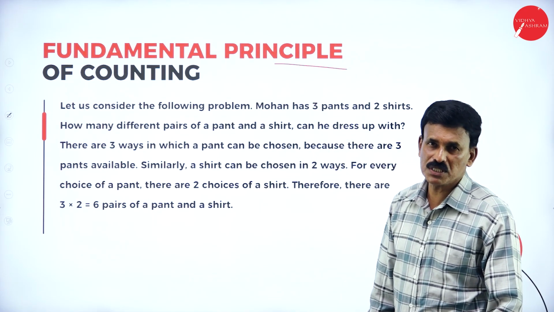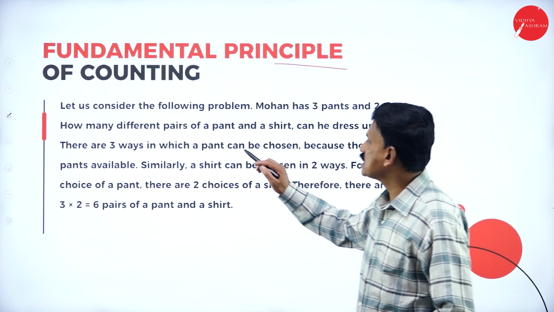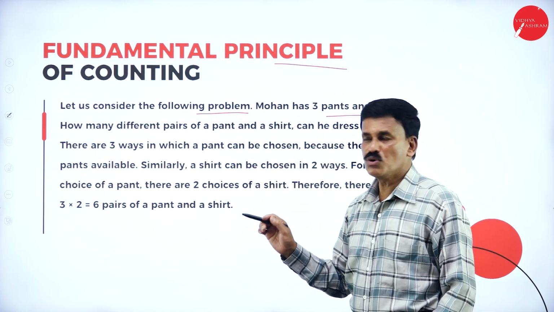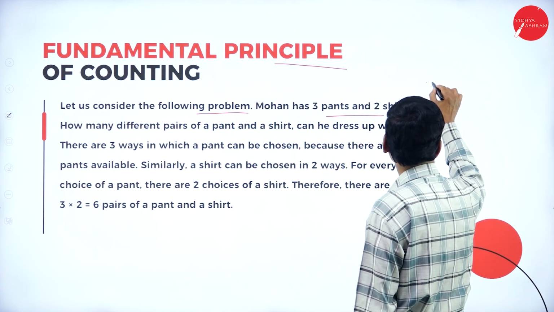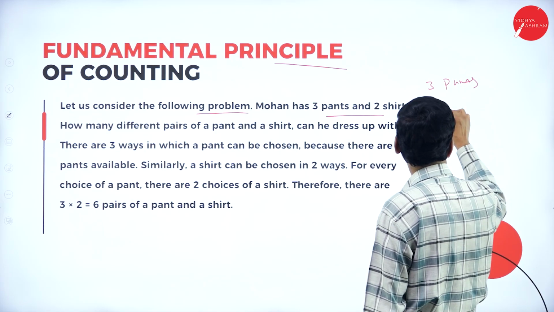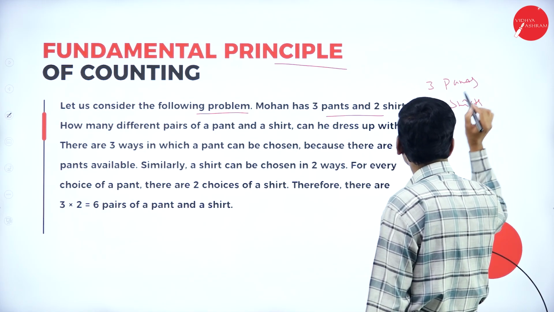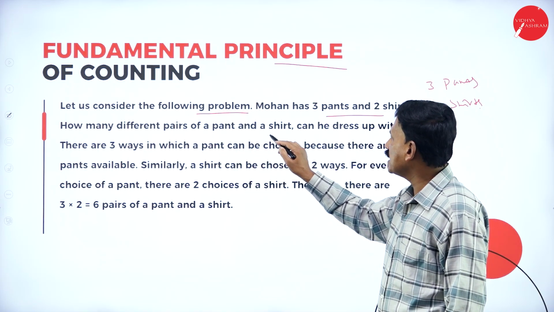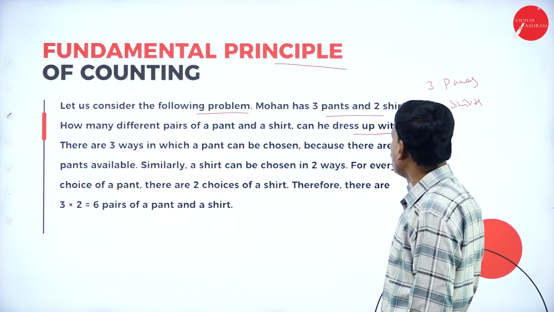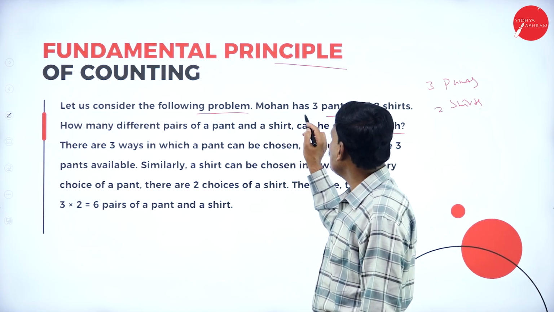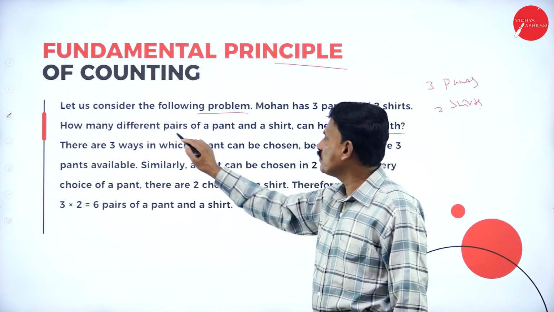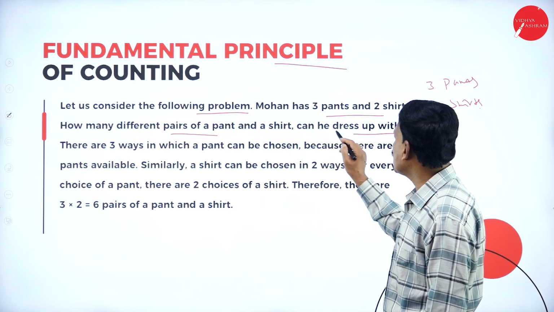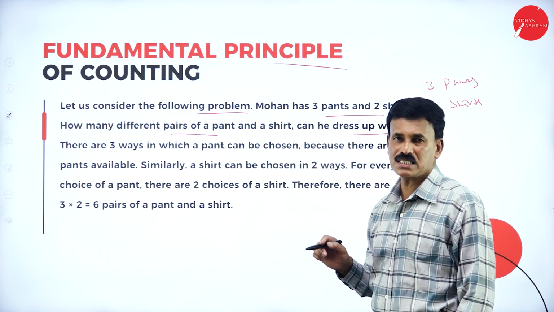What does this fundamental principle of counting say? Let us consider the following problem. Mohan has 3 pants and 2 shirts. So how many different pairs of pant and shirt can he dress up with? With these 3 pants and 2 shirts, how many different types of pairs can he dress up with?